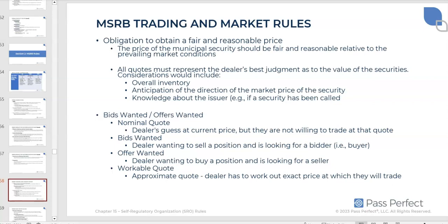Okay, if a dealer gives a workable quote, that means it's an approximation. Now they have to work out the exact price, and maybe you have to do a little research to figure that out, but they say, okay, I'll give you this workable quote right now. So, what will happen is a customer calls the broker dealer and says, I want to buy a municipal bond.